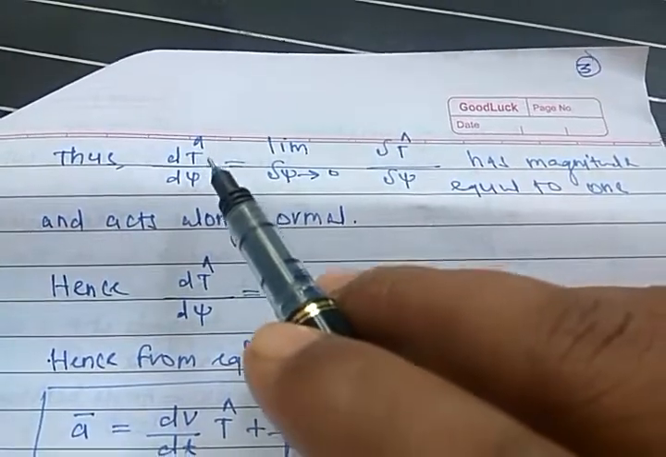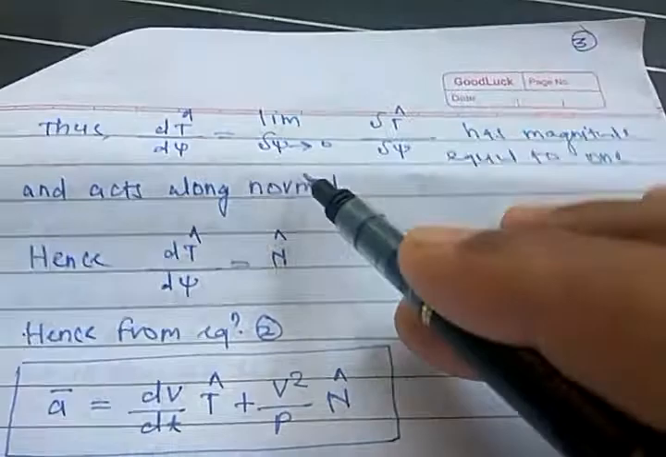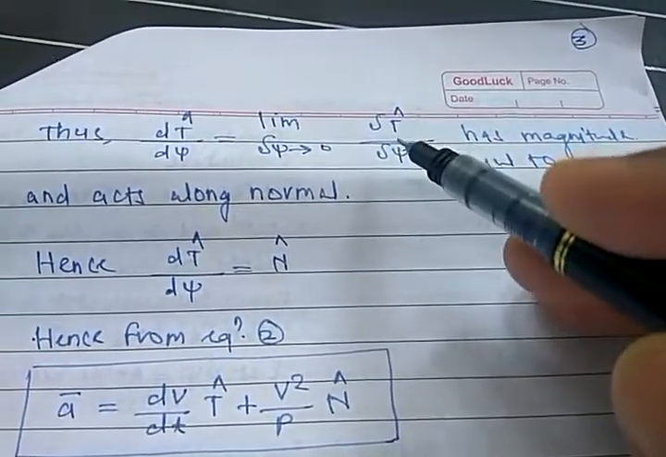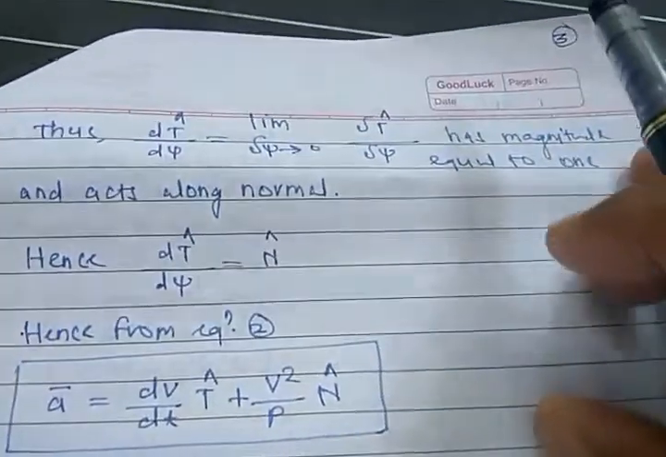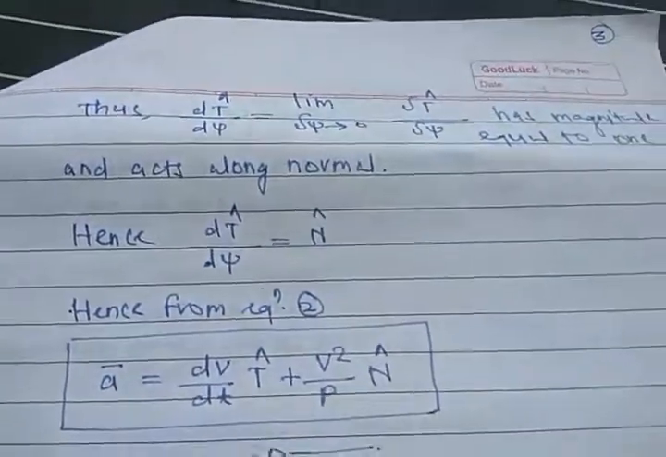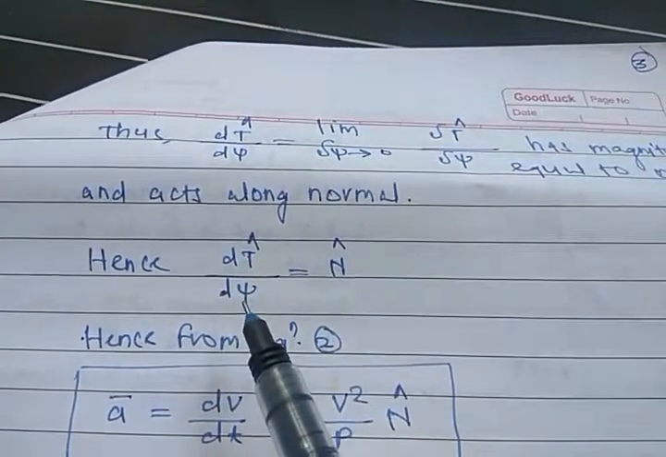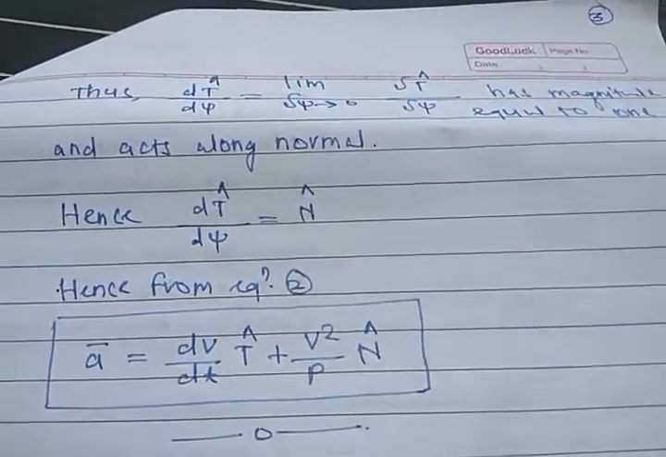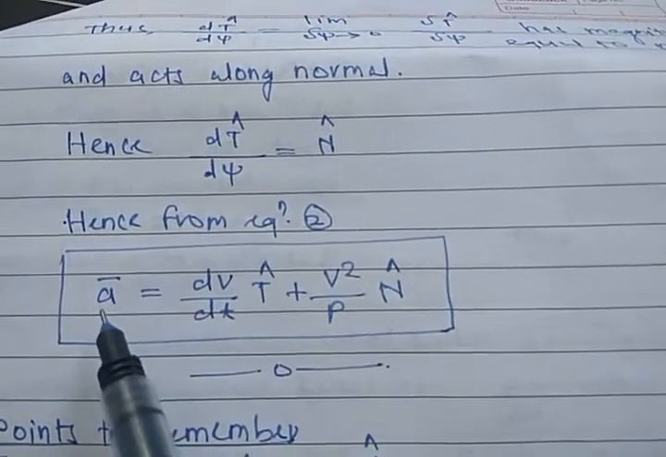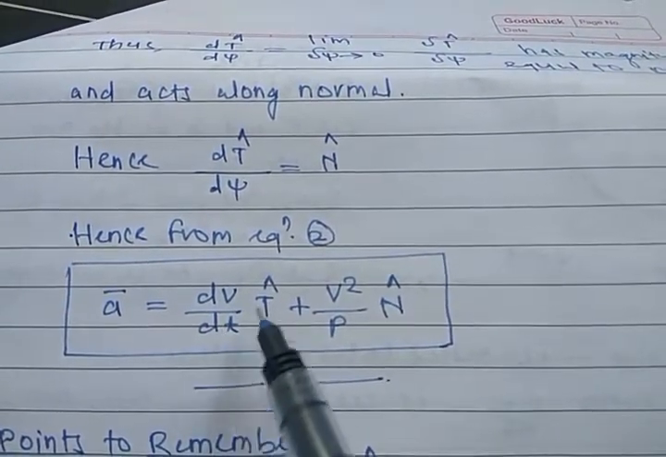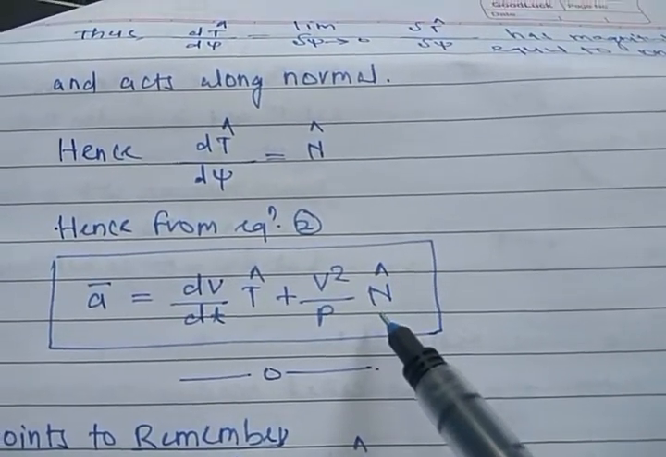Thus dT cap upon d psi is equal to the limit as delta psi tends to 0 of delta T cap upon delta psi. Hence its magnitude is equal to 1 and it acts along the normal. So dT cap upon d psi is equal to n cap. Putting these values in equation number 2 earlier, we get a bar is equal to dv upon dt into T cap plus v square by rho into n cap.